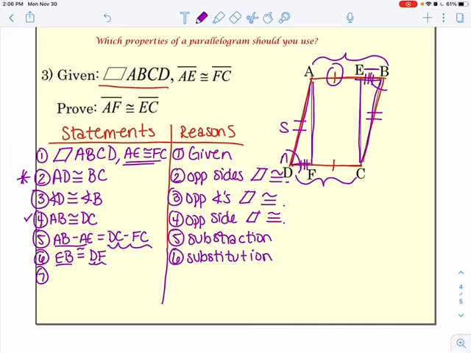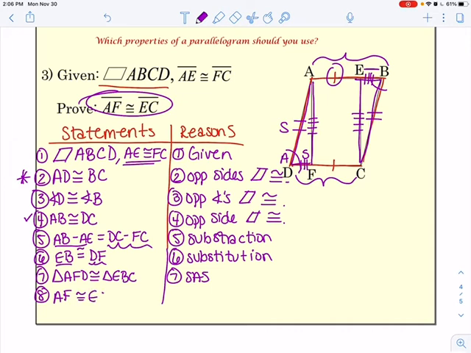I have a side, I have an angle, and I have a side. So triangle AFD is congruent to triangle EBC, and that is because of side, angle, side. And now finally I have enough information to say that those 2 pieces right there with the 4 hash marks through are congruent. So AF is congruent to EC, and that is because of CPCTC.